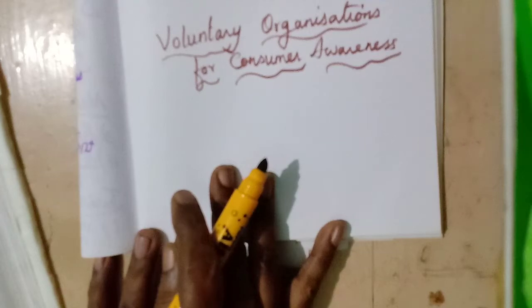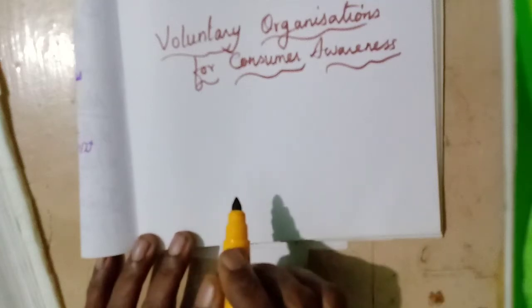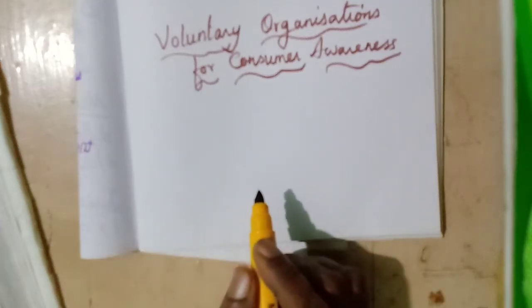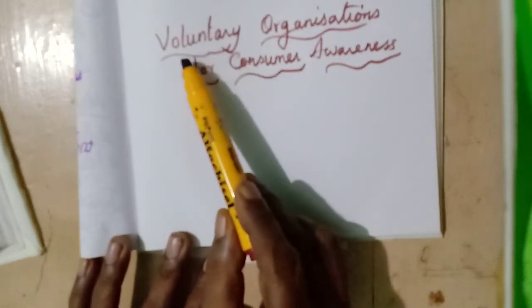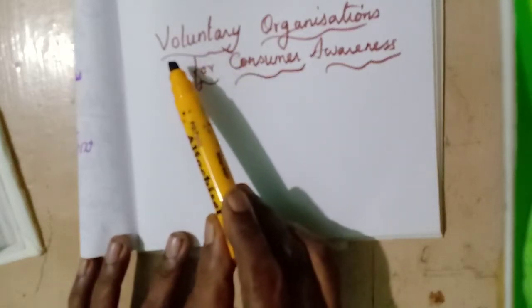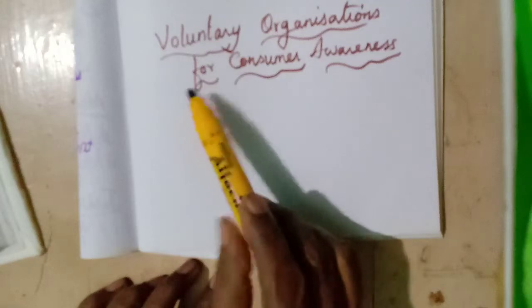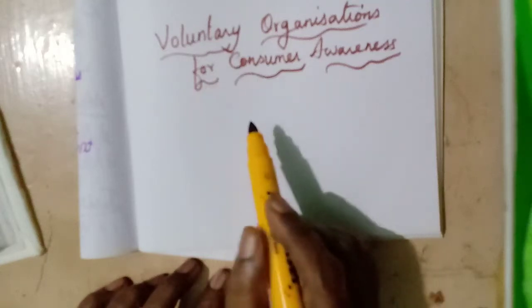So, shall we learn commerce today? Please take your commerce textbook and turn to page number 164. Okay, there we are going to learn about the last section of the lesson, voluntary organizations for consumer awareness.